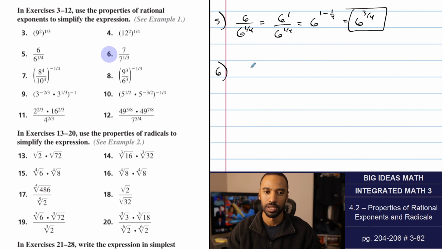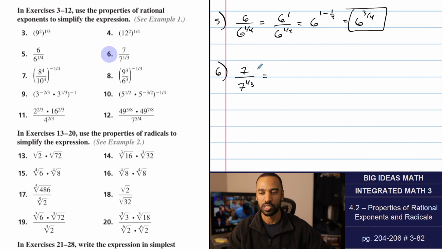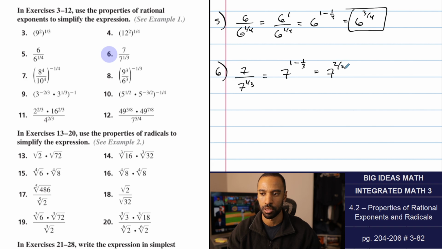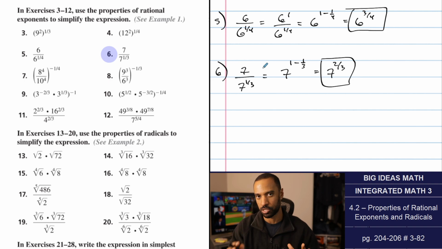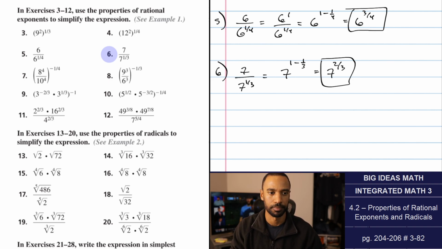On number 6, we have 7 over 7 to the 1/3 power. Remember, that means 7 to the 1st, so this is 7 to the 1 minus 1/3 power, and 1 minus 1/3 is 2/3, so 7 to the 2/3 power goes here. Again, because 7's are the same base, you can keep that base as you subtract the exponents.